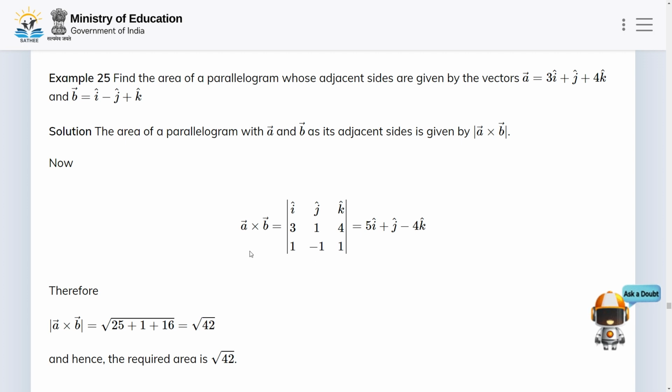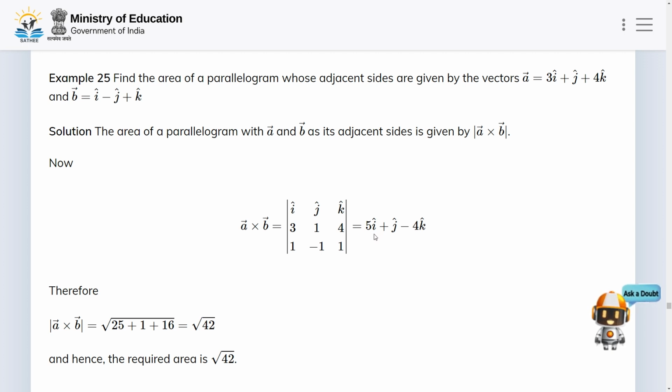Now find the determinant. You all already know how to find the determinant. The determinant will be I times 1 plus 4, which means 5i hat. Now minus j times 3 minus 4, this means plus j hat. K times minus 3 minus 1, this means minus 4 k hat. You will have 5 i hat plus j hat minus 4 k hat as your A cross B.